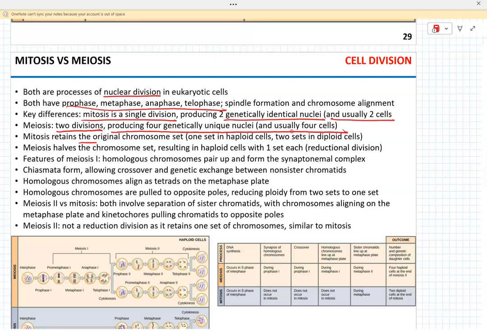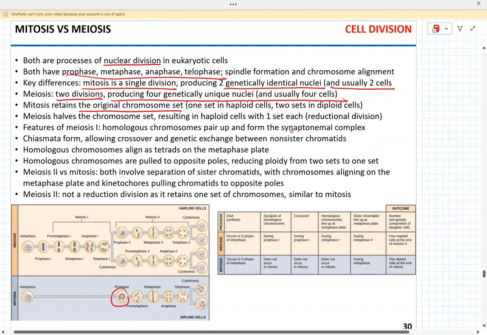During mitosis, the original chromosomal set is retained.